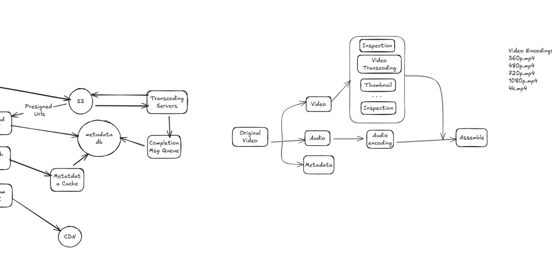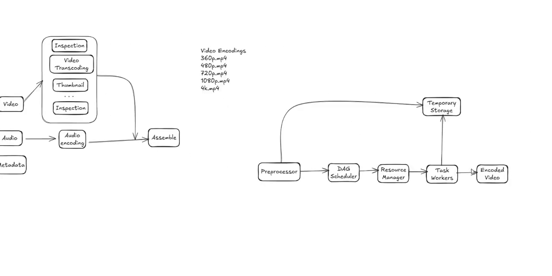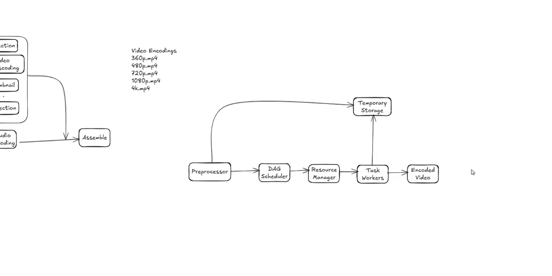Now, let's get into the actual transcoding system architecture, which is the engine behind everything. This is where things get interesting. We typically use a pipeline like preprocessor to DAG scheduler, to resource manager, task workers, and encoded video. Now, first, let's look into the preprocessor. This is the first major component.